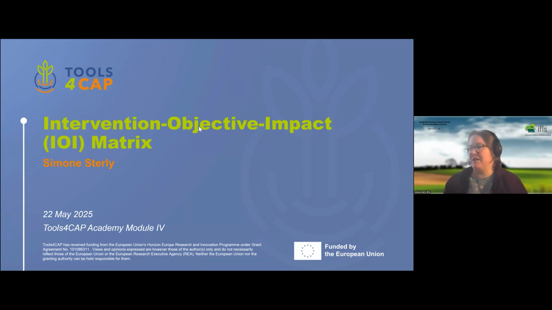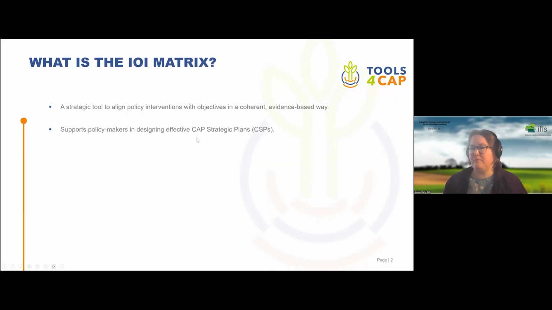The intervention objective and impact matrix is a tool that helps to align policy interventions with objectives in a coherent and evidence-based way, and it helps policymakers in designing effective CAP strategic plans.